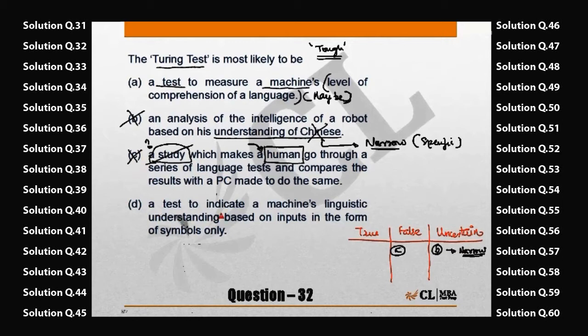D. A test to indicate a machine's linguistic understanding based on inputs in the form of symbols only. The moment you see words like this, what I call extreme words, it will make it uncertain. How do I know that Turing test is based on only this kind of thing? A position like this, which is extreme, would be uncertain. So option D is extreme. So even D goes. Therefore what we are left with is option A.